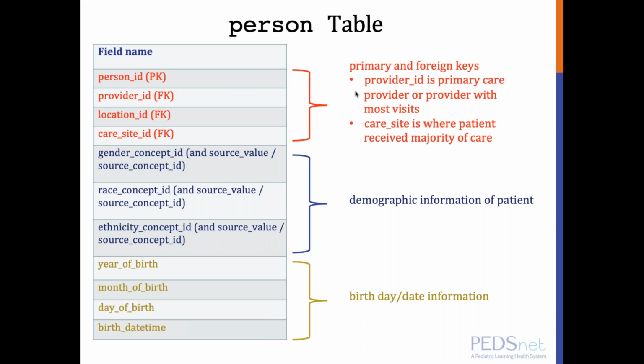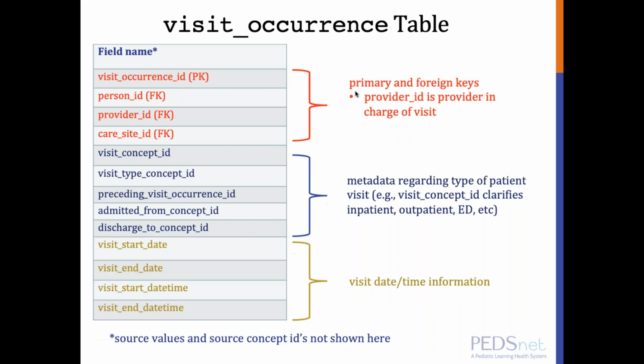And each row in the person table is a distinct person. So even though that person will have many different visit occurrences or procedure occurrences throughout the data model, they will just have one row in this person table, and it's your lookup table for each person in the data model.